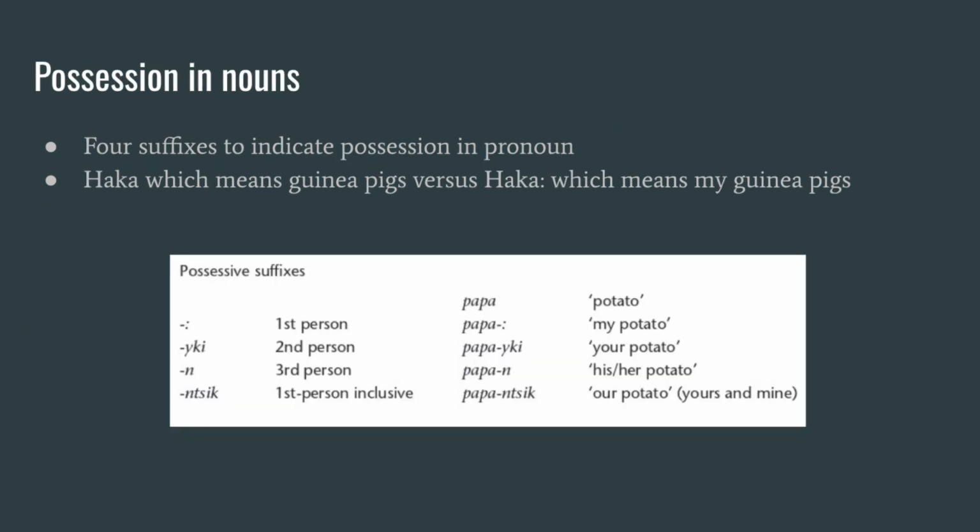Moving on to possession in nouns. There are 4 suffixes to indicate possession in pronouns, such as the colon, yki, and ntsk. So haka, which means guinea pigs, versus haka with the colon, which means my guinea pigs.